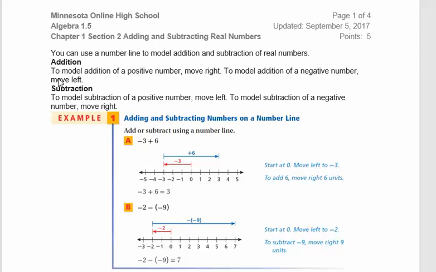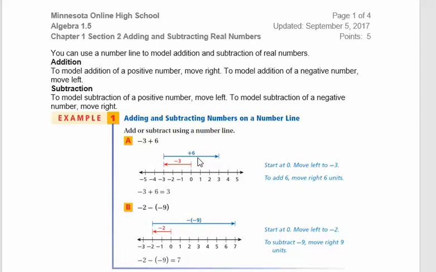But for addition, if we want to add a positive number, we're going to start with the first number and then move right. If we want to add a negative number, we'll start with the first number and then move left. If we want to subtract a positive number, we start with the original number and then move left. If we want to subtract a negative number, we move right. So it's the opposite of the addition. So let's look at these examples here.